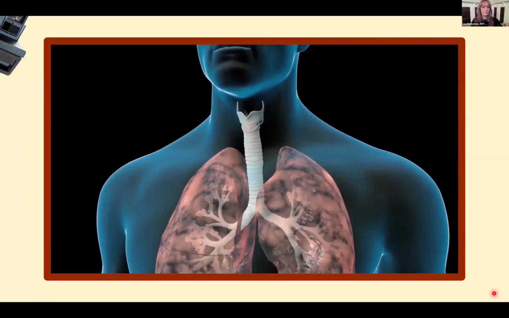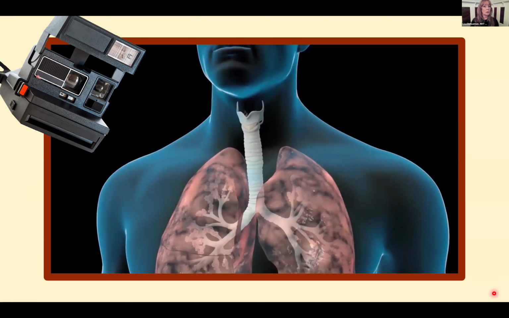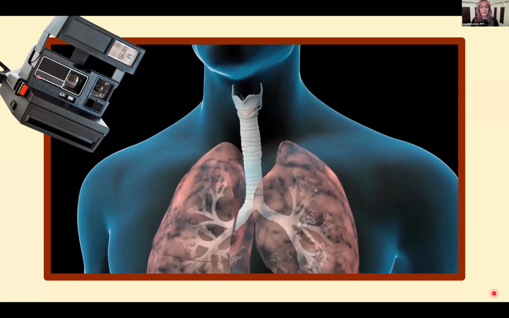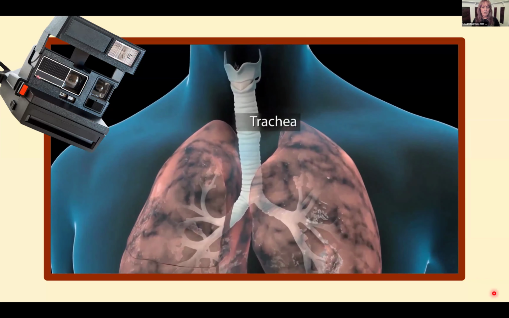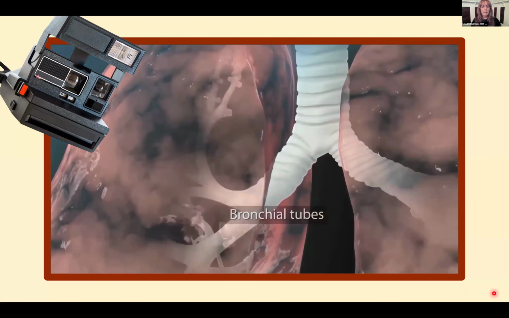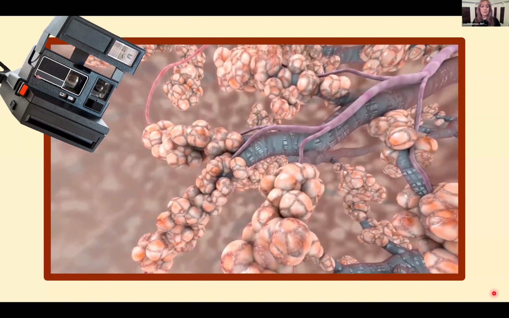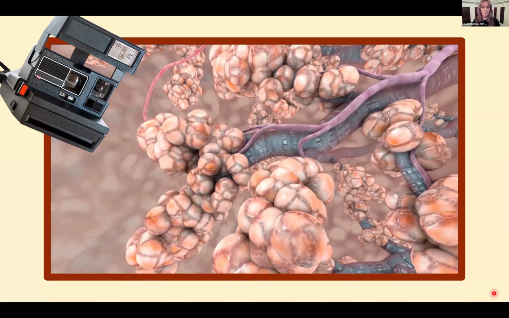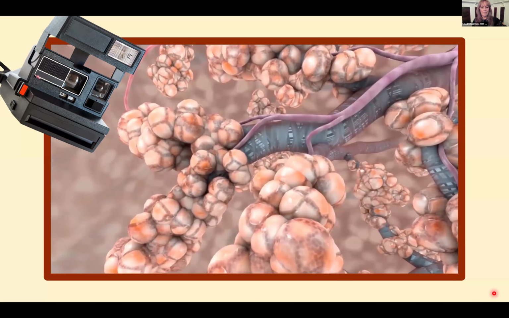If you were lucky enough to have a Polaroid camera back in the day, you too could have seen inside the body for this type of view. So a little more 3D of what we looked at in the previous slide, coming down the trachea into the bronchi, and then eventually ending up in these alveolar sacs where gas exchange happens.